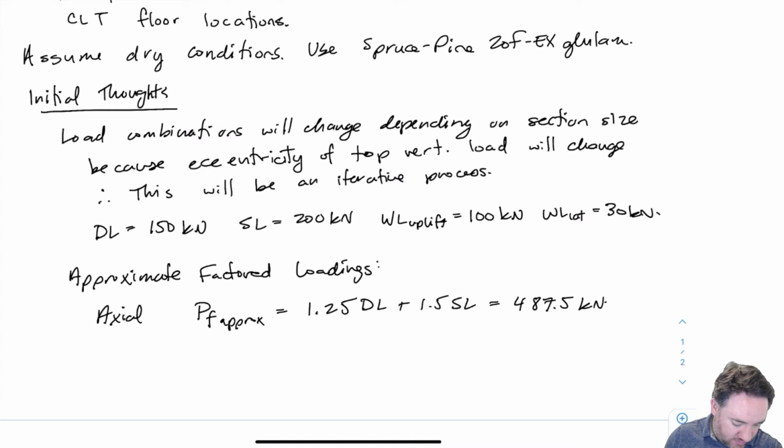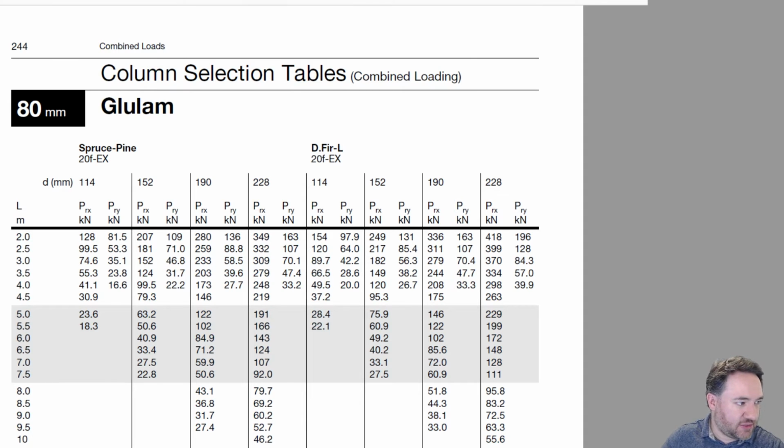Okay, so now let's make some kind of conservative assumption about eccentricity. Maybe I want to first see what the strengths of these members are going to be and choose a very conservative member first, so I can get a very conservative eccentricity. To do that, I'm going to go to the selection tables, and I'm going to first go to this one. Okay, so here are the glulam selection tables.